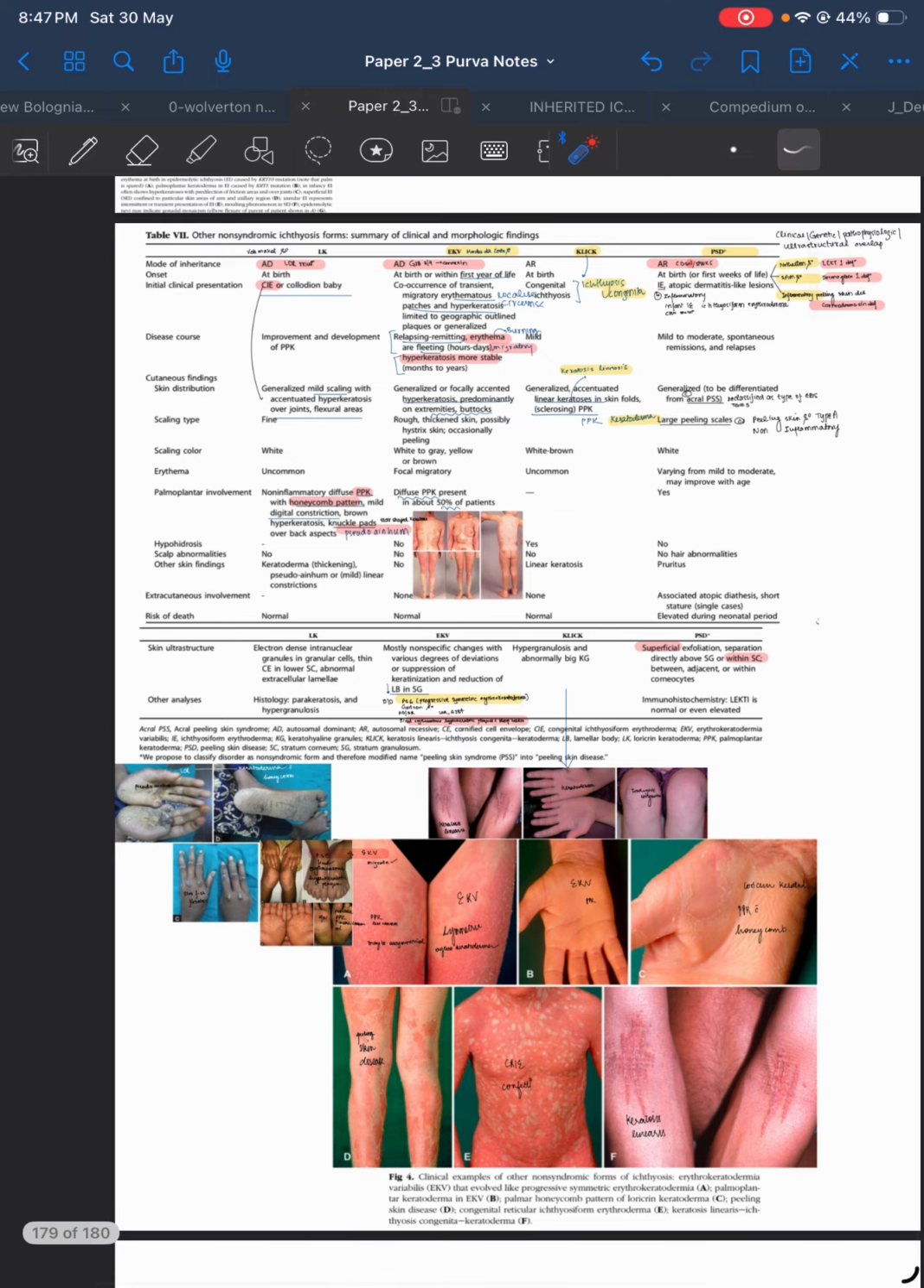Then there is one disease which is CLICK. Its name has keratosis linearis, ichthyosis congenita, and keratoderma. Then there is peeling skin syndrome, where there is a very superficial abnormality within the stratum corneum, so superficial exfoliation will be there. It will lead to peeling of the skin largely.